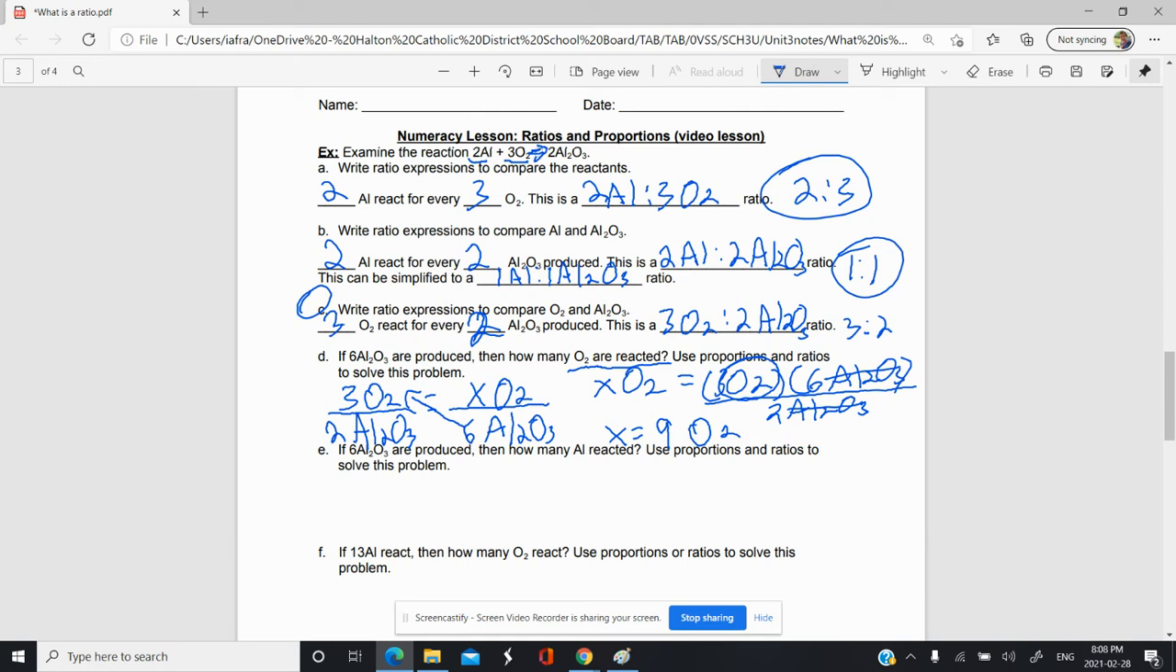Then if it's a 1-to-1 ratio, it means they're always equal. If you have one of this, you have one of the other one. So if you have 6 of the Al2O3, you should also have 6 of the Al. But let's double check that. Let's write our ratio out. So it's a 1-to-1 ratio.